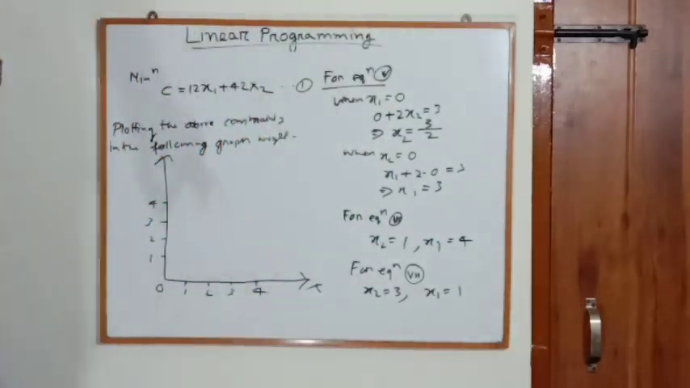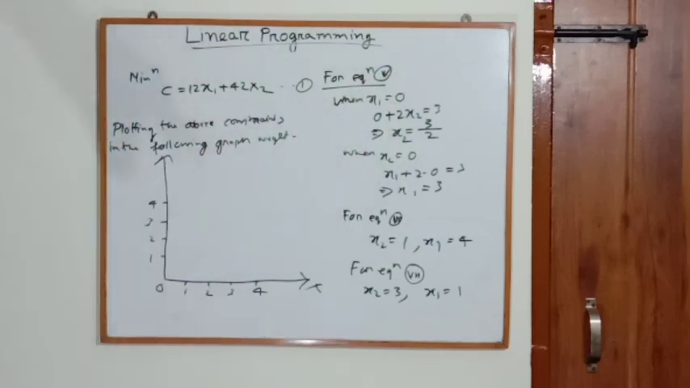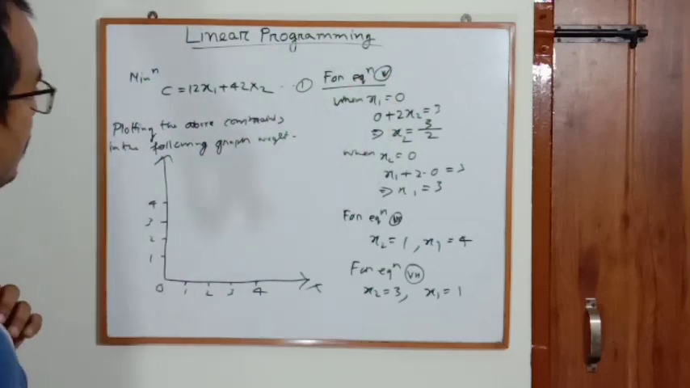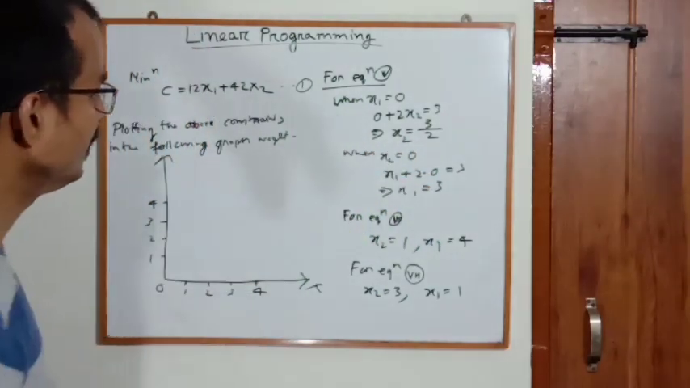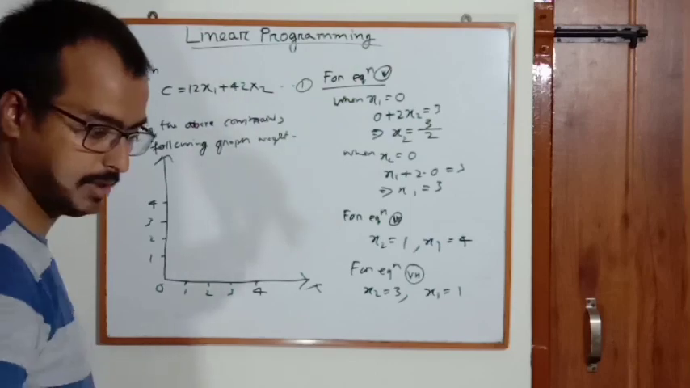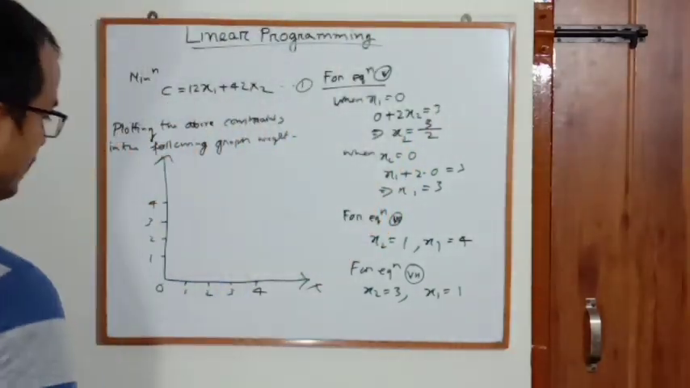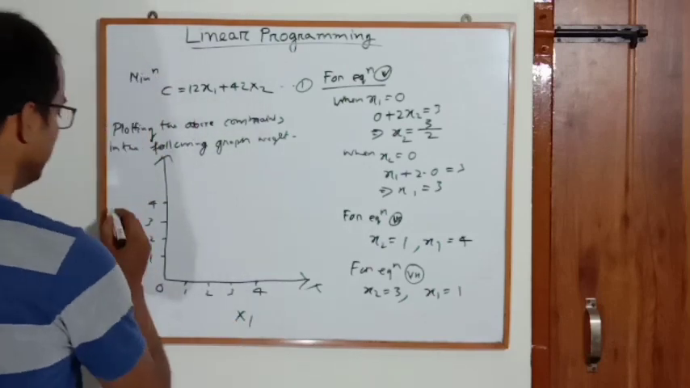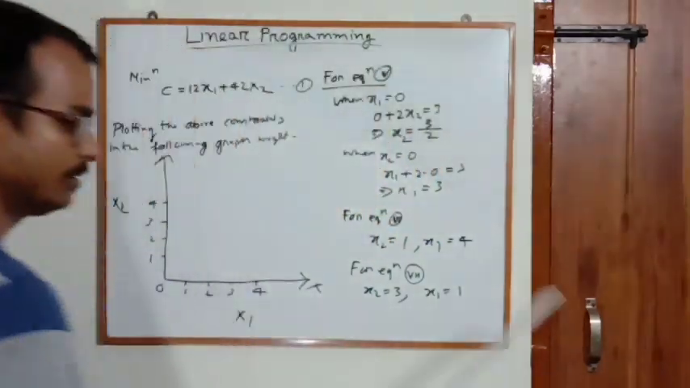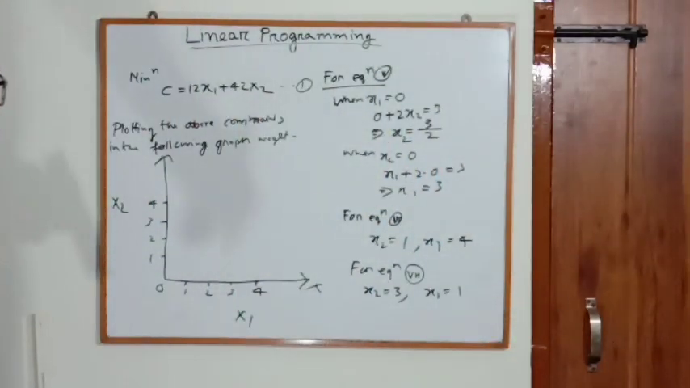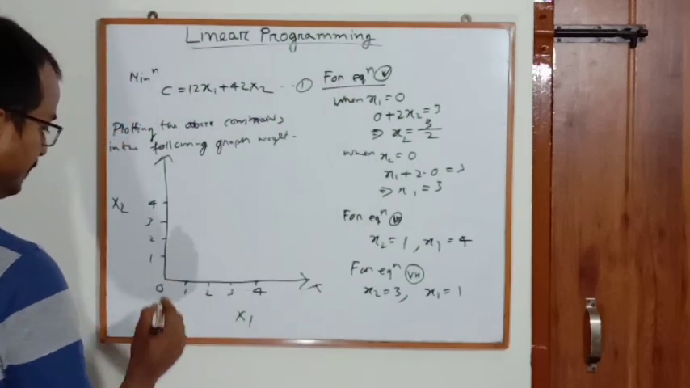Now plot the first one, equation 5. It is x1 0, 1.5 and 3, 0. Yes, 3 and 1.5. This side is x1, this side is x2. So, oh sorry, I can use this: 3 on x1, this one, and 1.5 here.